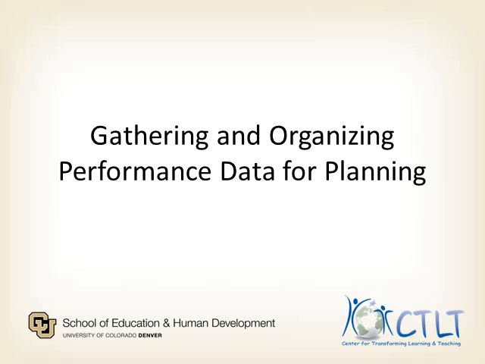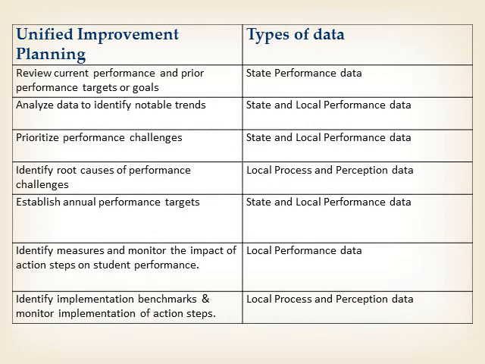Gathering and organizing performance data for planning. Planning teams use data for a number of the processes that are part of the Unified Improvement Planning. Consider these uses of data in the UIP: reviewing current performance and prior year's targets, analyzing data to identify significant trends, prioritizing performance challenges, identifying root causes, identifying interim measures, identifying implementation benchmarks. What type of data would planning teams use for each?